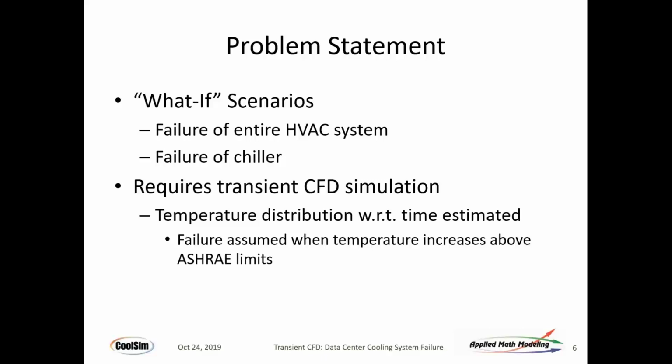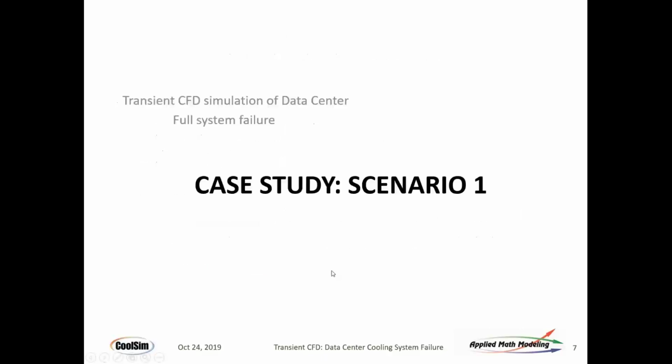However, from a methodology point of view, in both cases, it is a transient. We're looking at temperature with respect to time, and we're trying to understand which server gets hot first and where it is in the room. And we typically use ASHRAE as the mechanism for determining the ASHRAE limits of temperature to determine when things go bad. So we're going to look at the first case. This is full system failure. This is everything that's going down. I've got the air handlers going down, the chillers going down, the cooling system goes down. It is an unusual case.